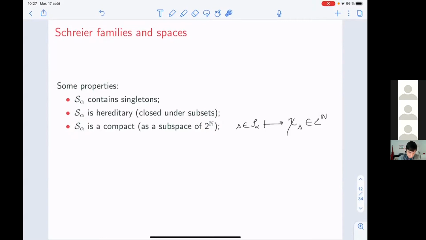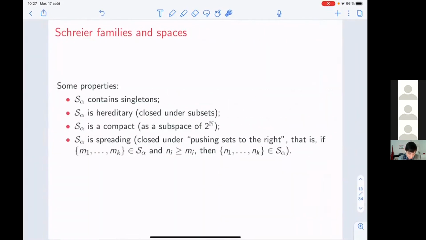And finally, these Schreier families are all spreading. Spreading is a condition which says that the family is closed under pushing elements to the right. So if I have one element of the family and I take larger integers corresponding to each of them, then I still get an element of the family.